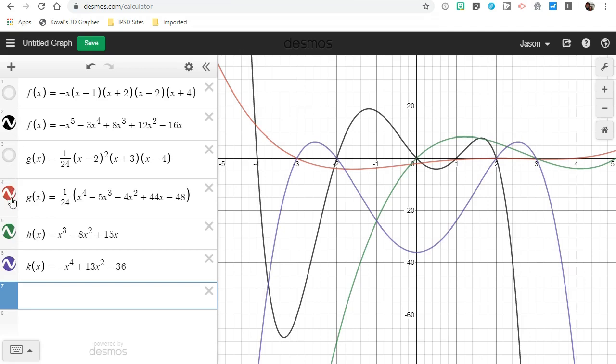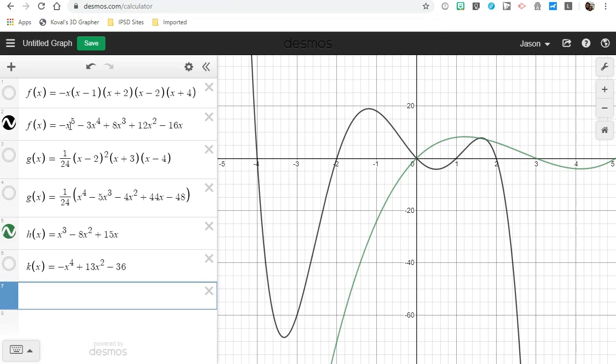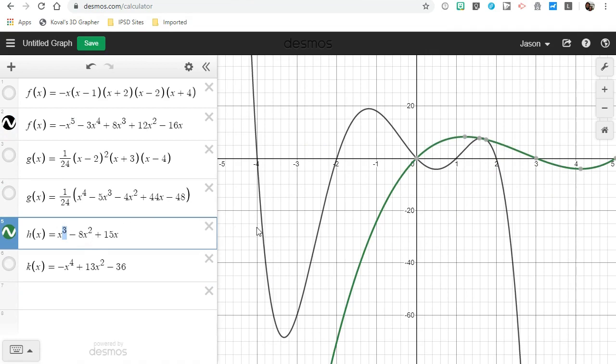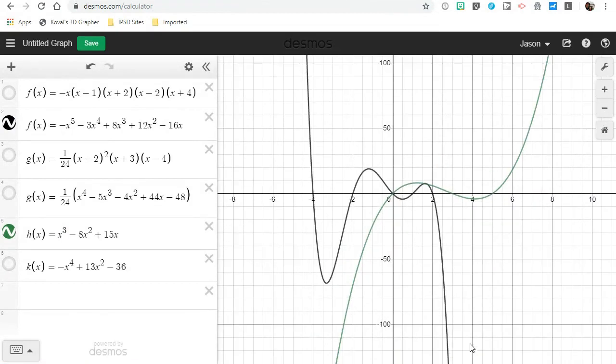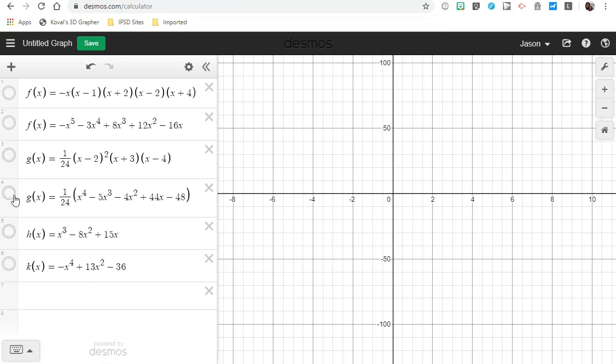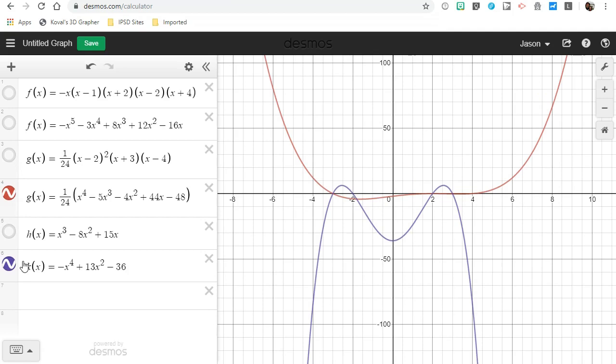So what I notice about the first and the third problem is they had an odd exponent. And notice that with the odd exponent, the direction of the end behavior is opposites. So in the first problem, as x approaches negative infinity and x approaches infinity, the y values go in opposite directions. Likewise in the third problem. Whereas in the second and fourth problem, notice that the y values go in the same direction.